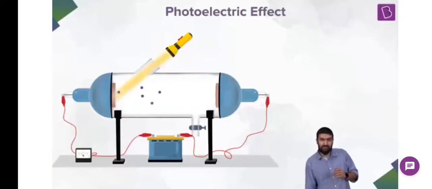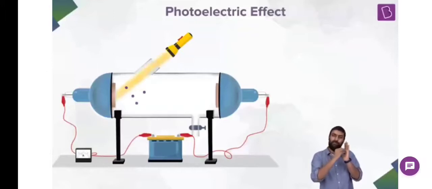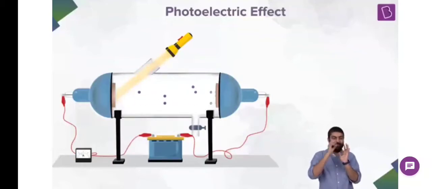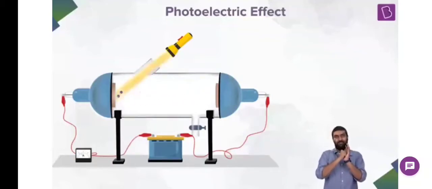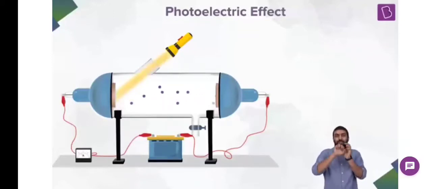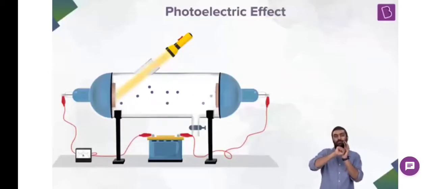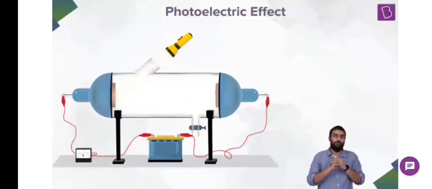Let's say this radiation is coming, and on this metal plate, the loosely held electrons get that energy. They take that energy and try to move away from the nucleus, because the nuclei are pulling them, keeping them together, holding them. So they take that energy up and try to move away from the nuclear pull.